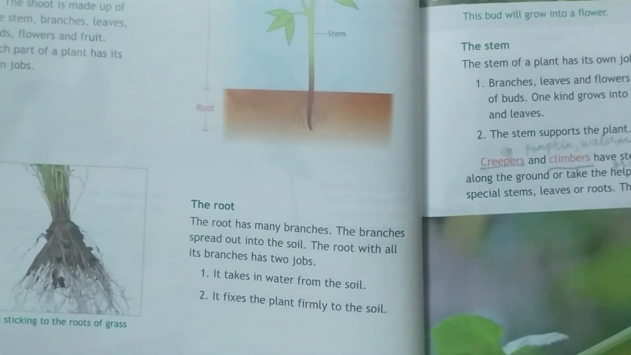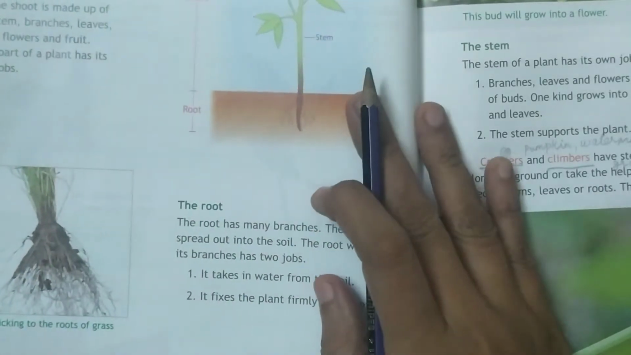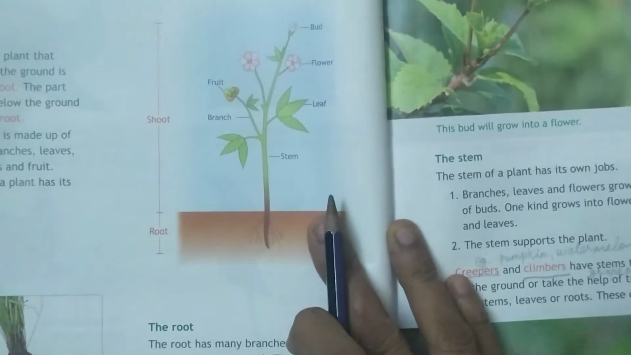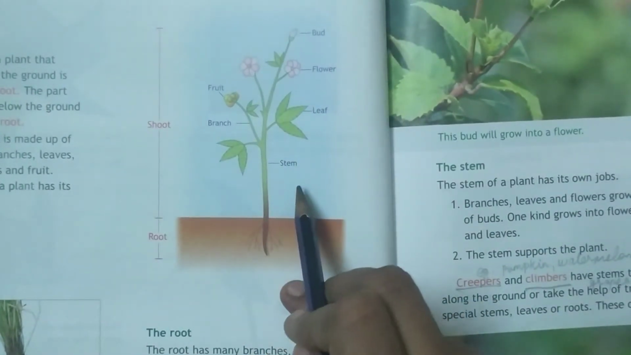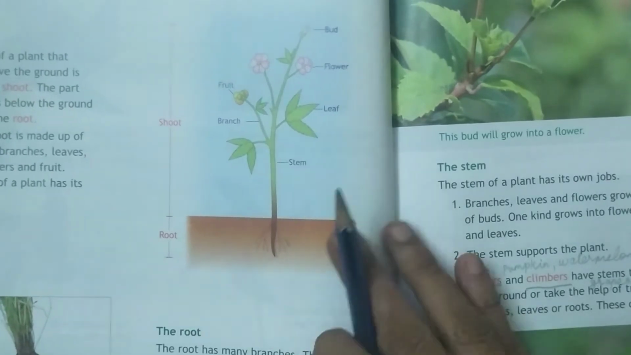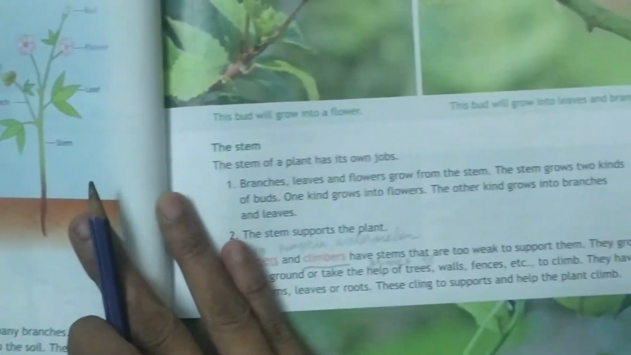These are the 2 main jobs of root. It absorbs water from the soil, and it fixes the plant, giving strength to the plant and fixing it firmly to the soil. This big diagram will be asked in your exam, so be prepared and practice this diagram. Next we move on to stem.